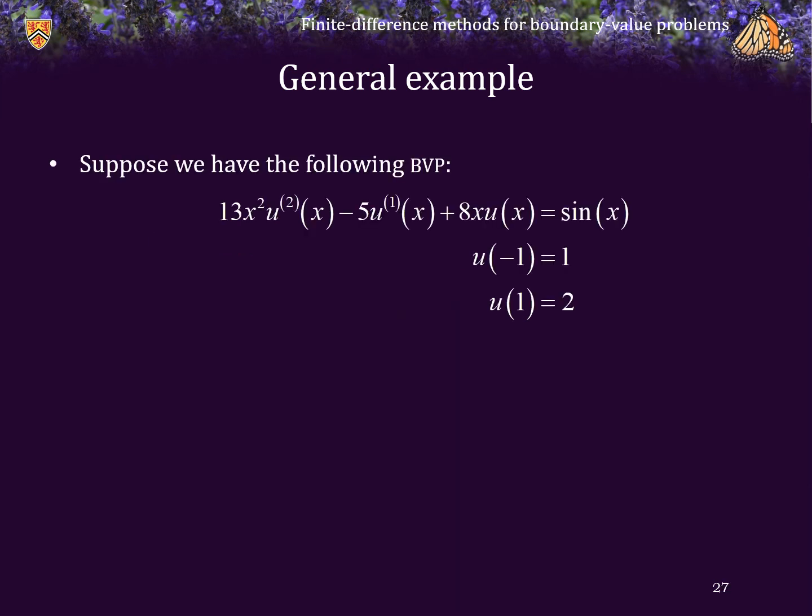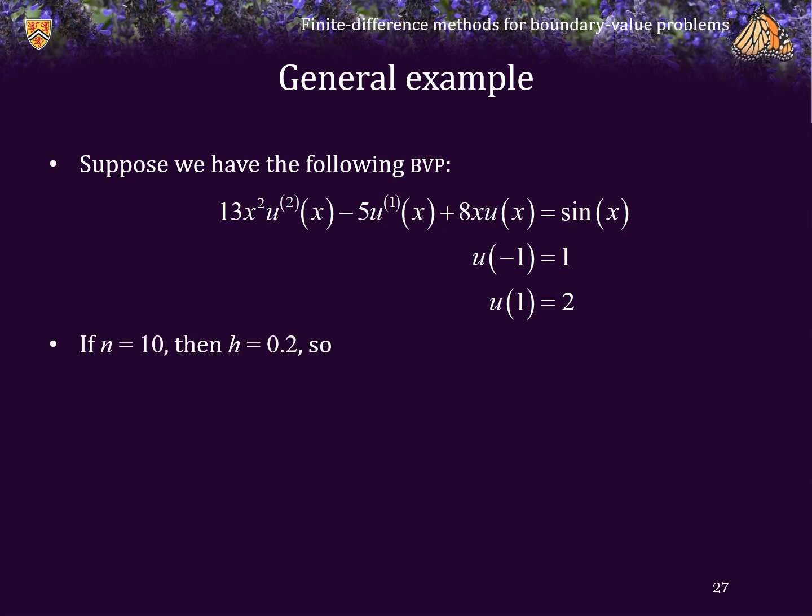So suppose we have the following boundary value problem. It looks similar to the previous boundary value problem. The forcing function is the same, the boundary conditions are the same, but now the coefficient of the second derivative is a function, 13 times x squared. The coefficient of the derivative is -5, and the coefficient of u of x is 8 times x. So now the coefficients are to be treated as functions of x.